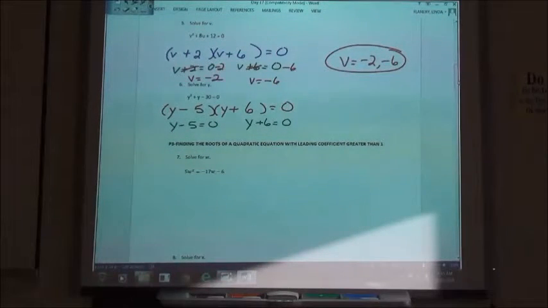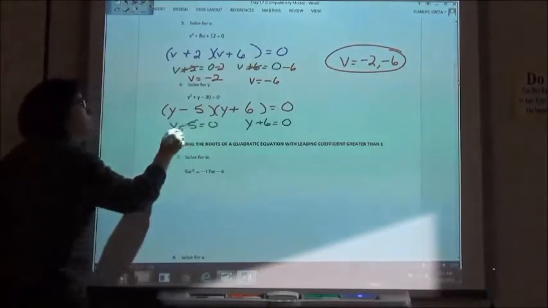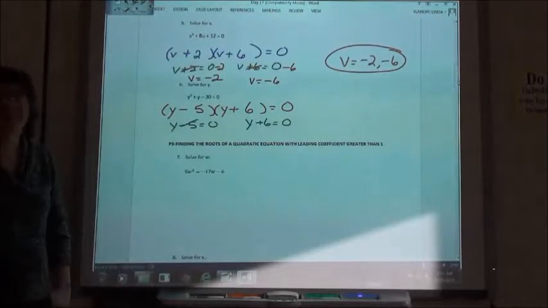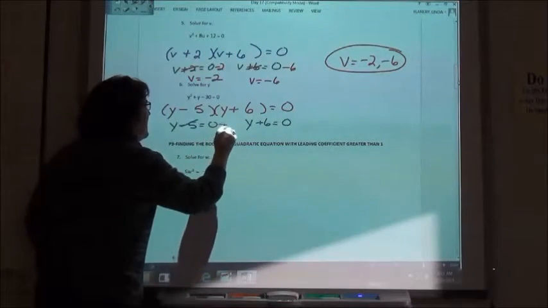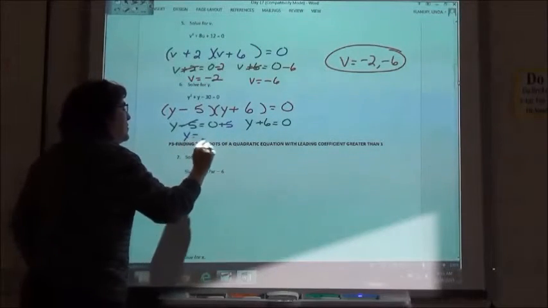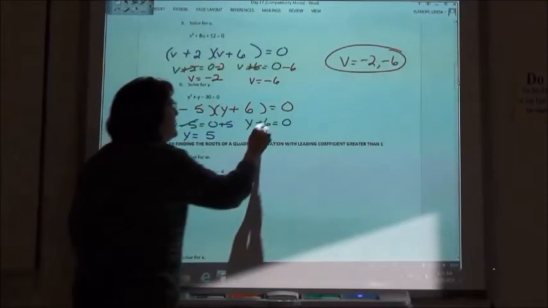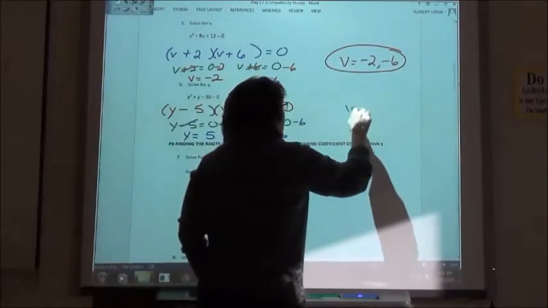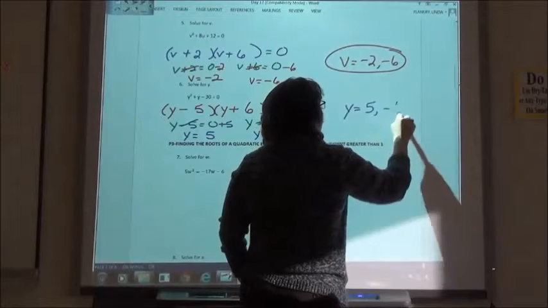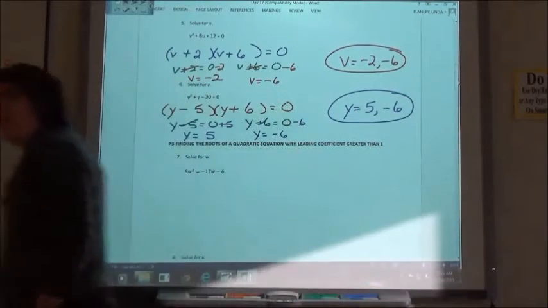So to solve those, what would we do? What am I going to do with my negative 5? You're going to bring it over to 0 and make it a positive 5. So y equals 5, right? And then on the other one I'm going to get a negative 6. So y equals negative 6. So y is equal to 5 or negative 6.